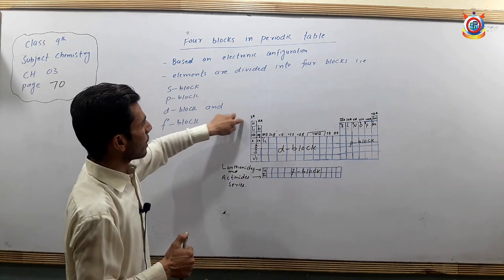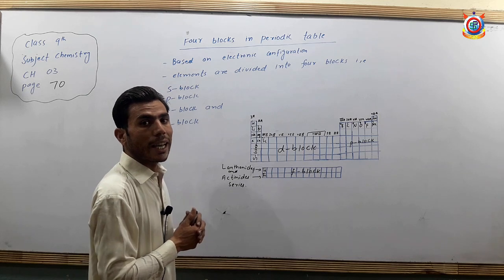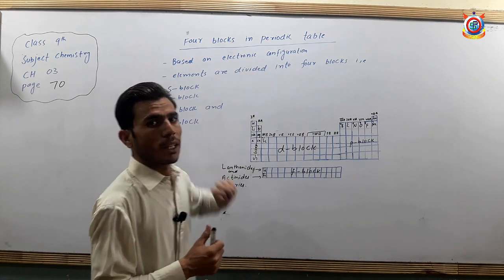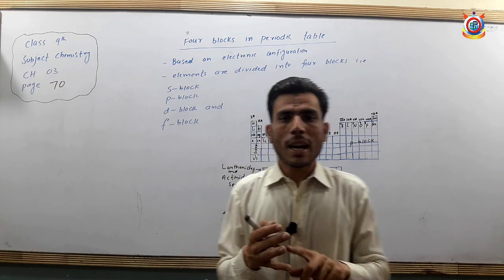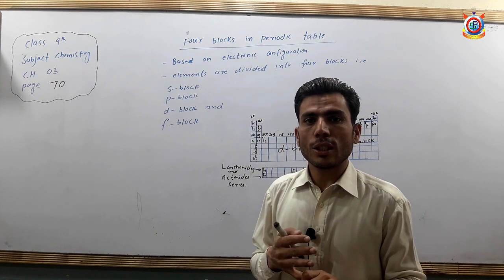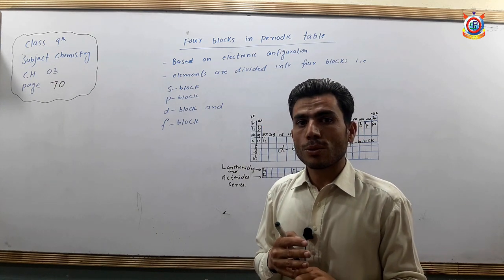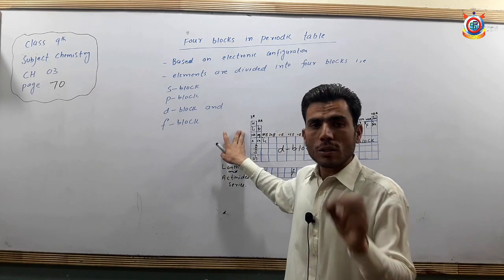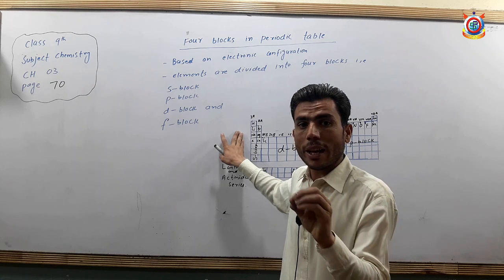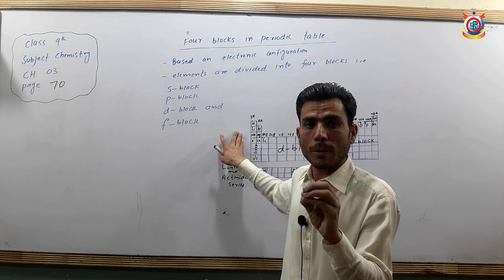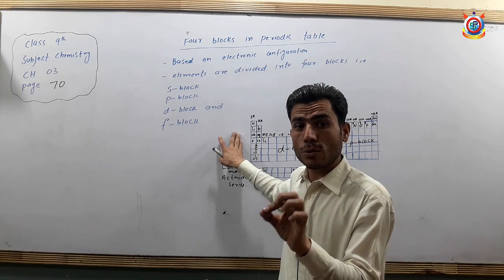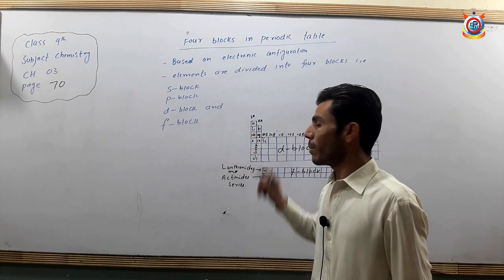Why are group numbers first and second A called S block elements? It is based on the electronic configuration. Those elements whose last electron enters into the S subshell are called S block elements.